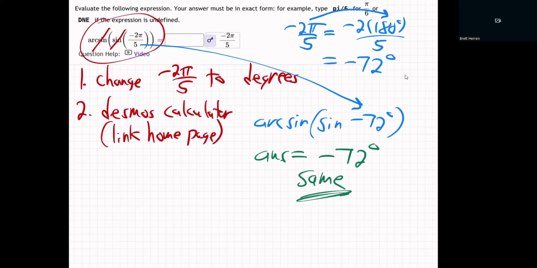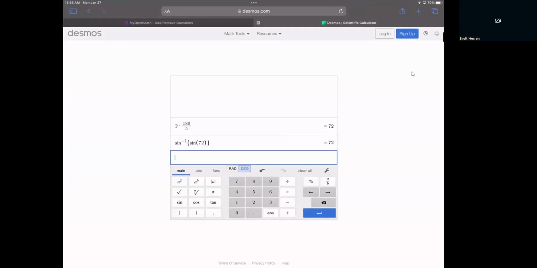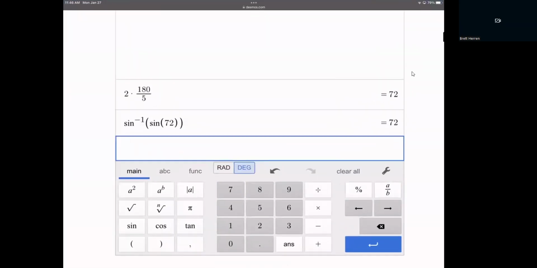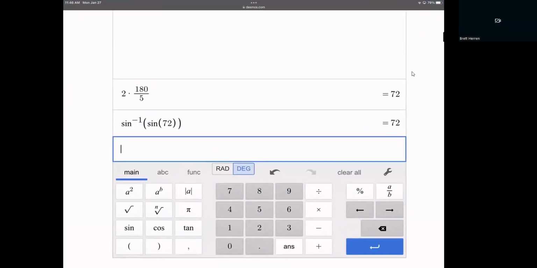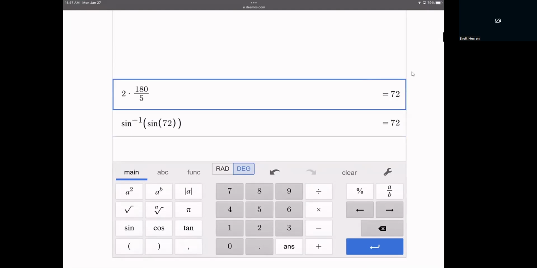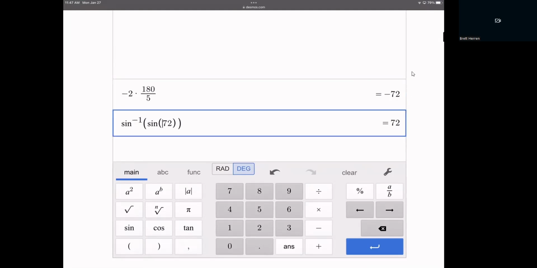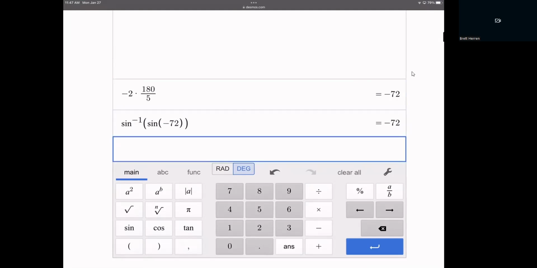So I'm going to actually say the answer is minus 2 pi over 5 because they make me give it in radians. Let me show you. Here's the Desmos calculator opened up and showing. See that? So I converted the angle: I put in the 2 pi over 5. I made it positive, didn't I? I should have made this negative. Let me do that. Negative, and so this should have been negative, but it doesn't really change anything. So negative 2 pi over 5, put in the 180, it's negative 72.